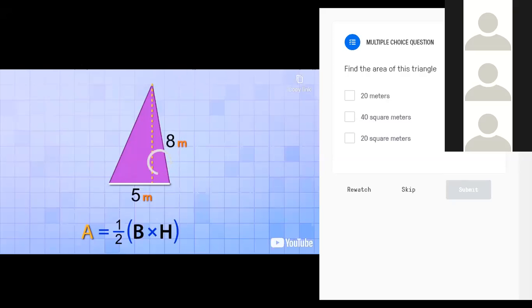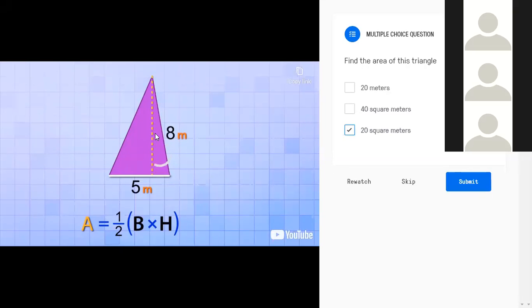20 meters. You think it's just normal meters? No, wait, 20 square meters. Yes. And the reason why, if it was 20 meters, we'd be doing perimeter. We'd be doing the outside of the triangle. But we're learning area, which is the inside of the triangle.